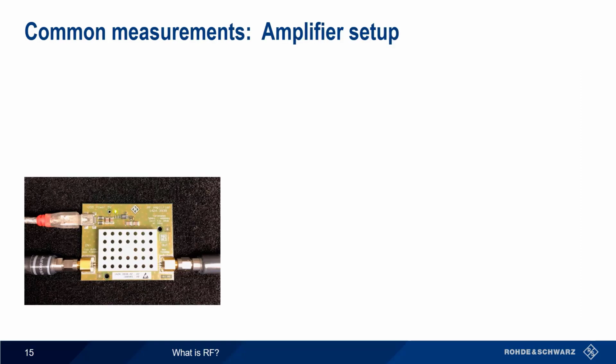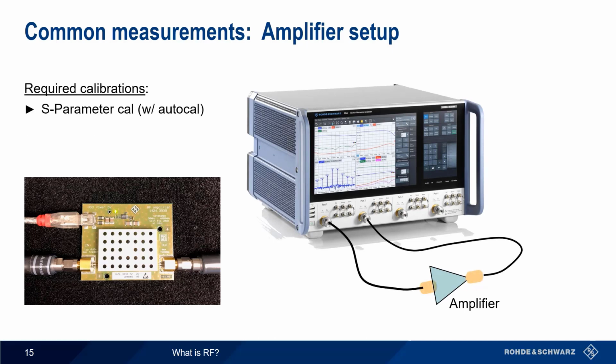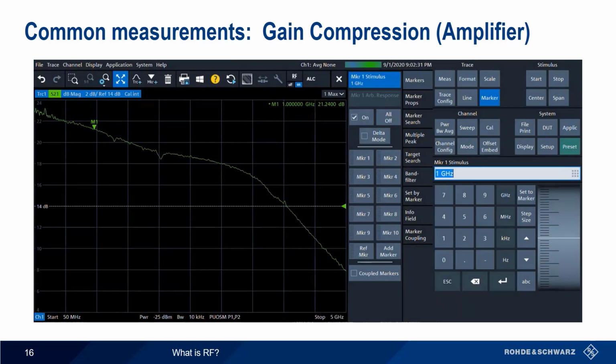To measure a small amplifier, the VNA may be set up as shown here. Typically, amplifier measurements require an S-parameter calibration and a power calibration with a power meter. Besides setting up a simple frequency sweep, a power sweep may be used to show an amplifier's gain compression characteristics.